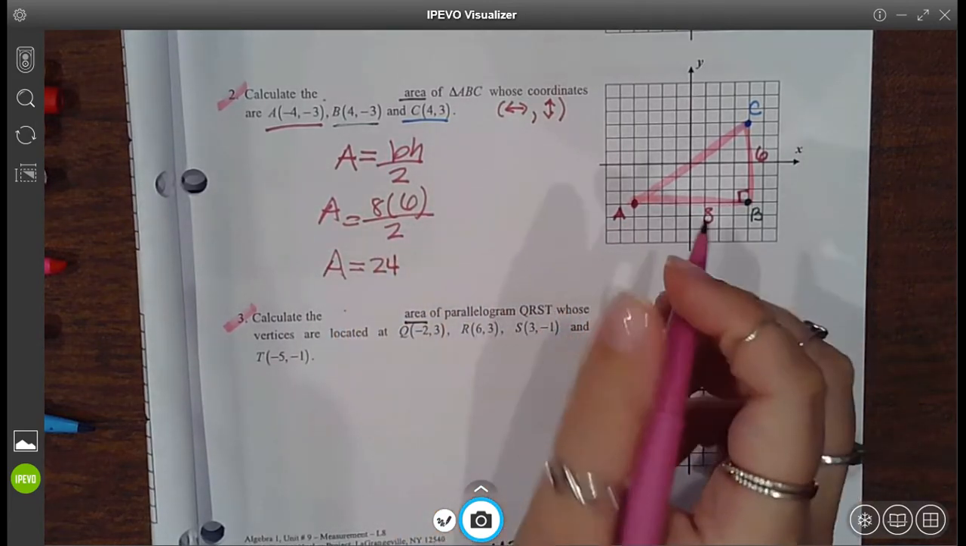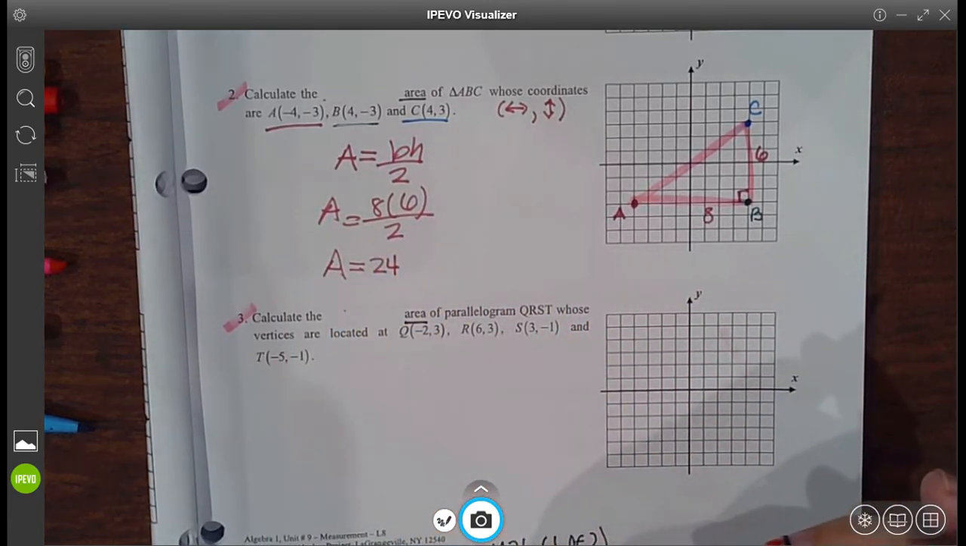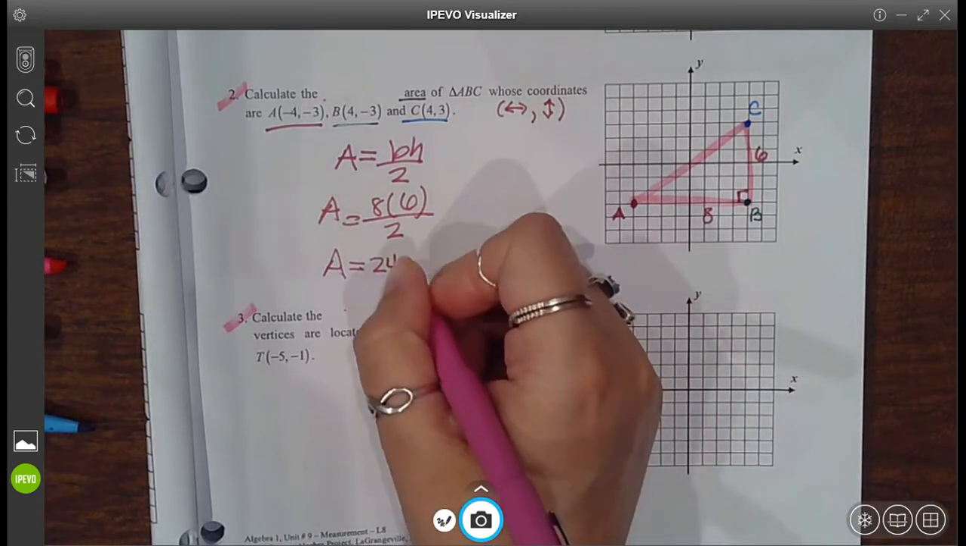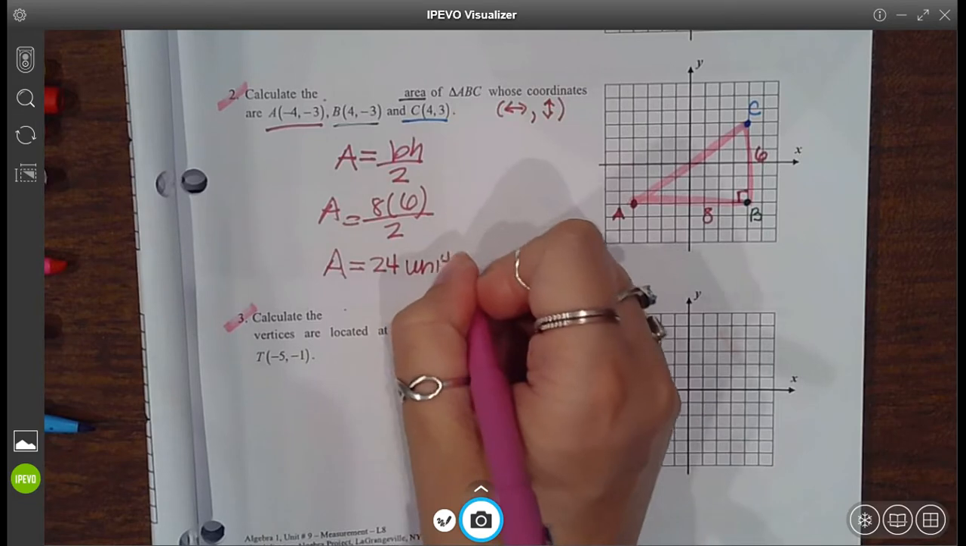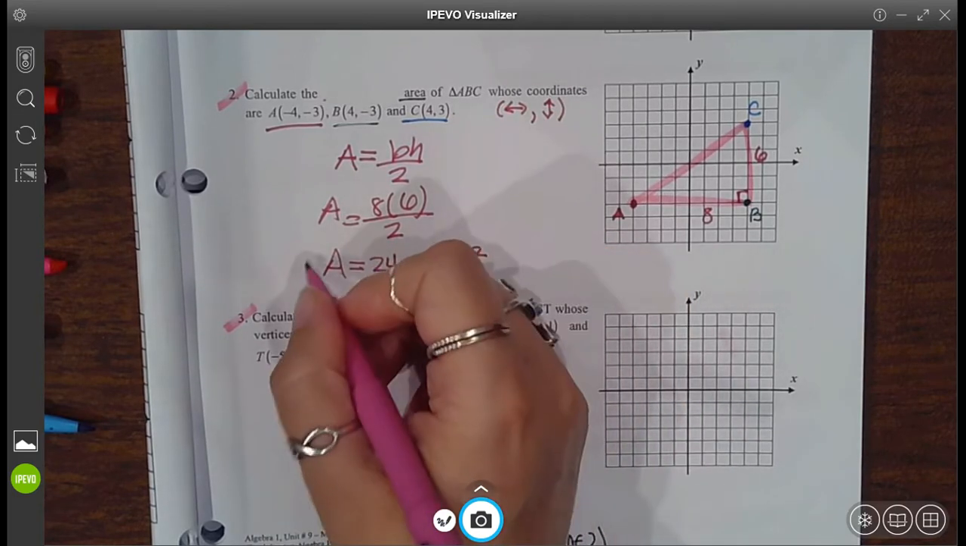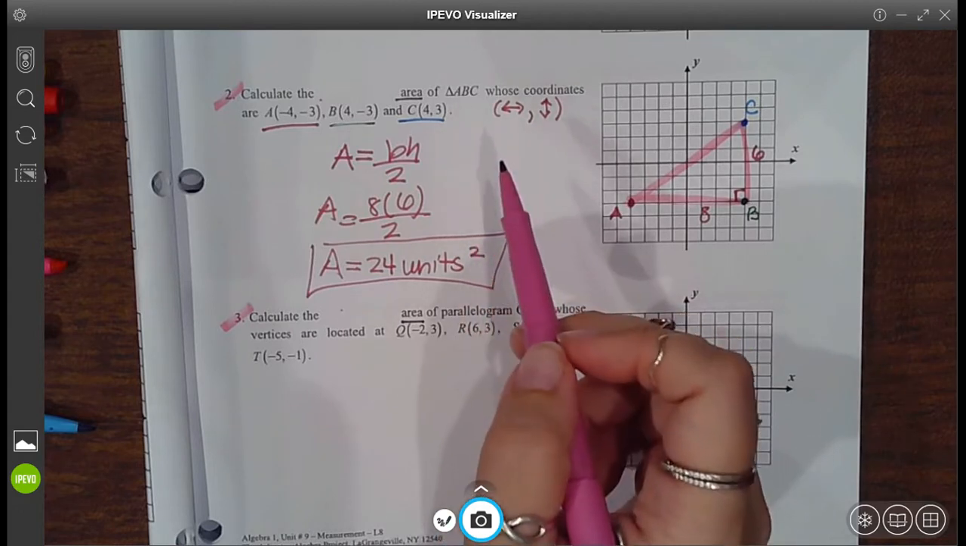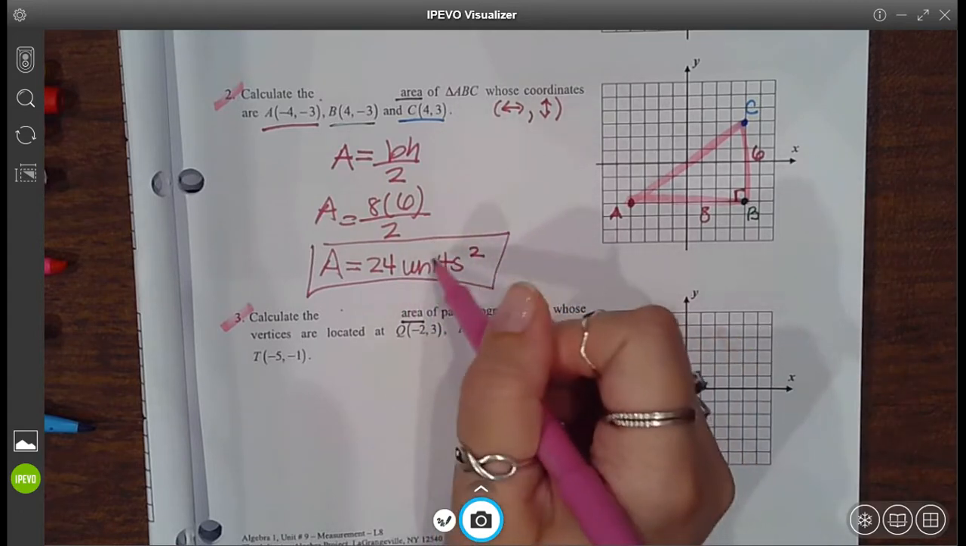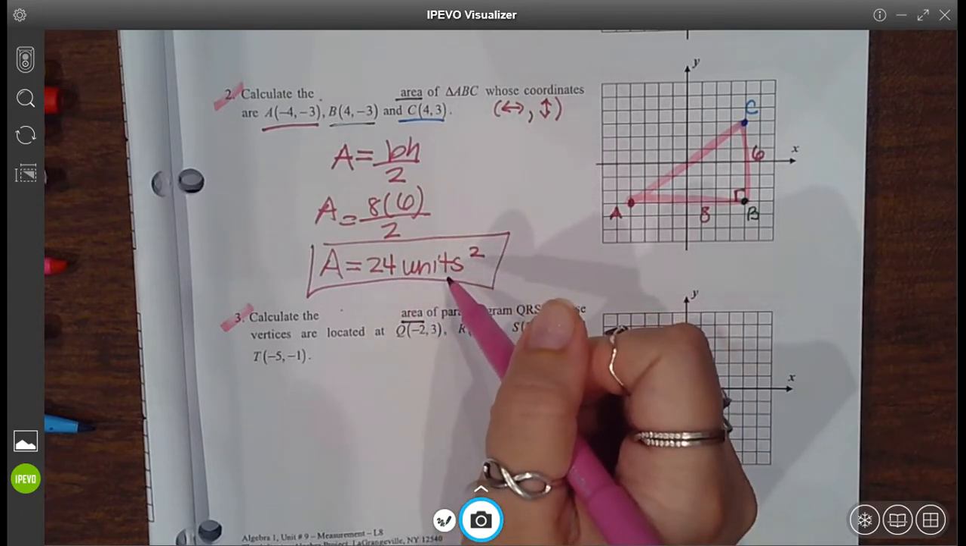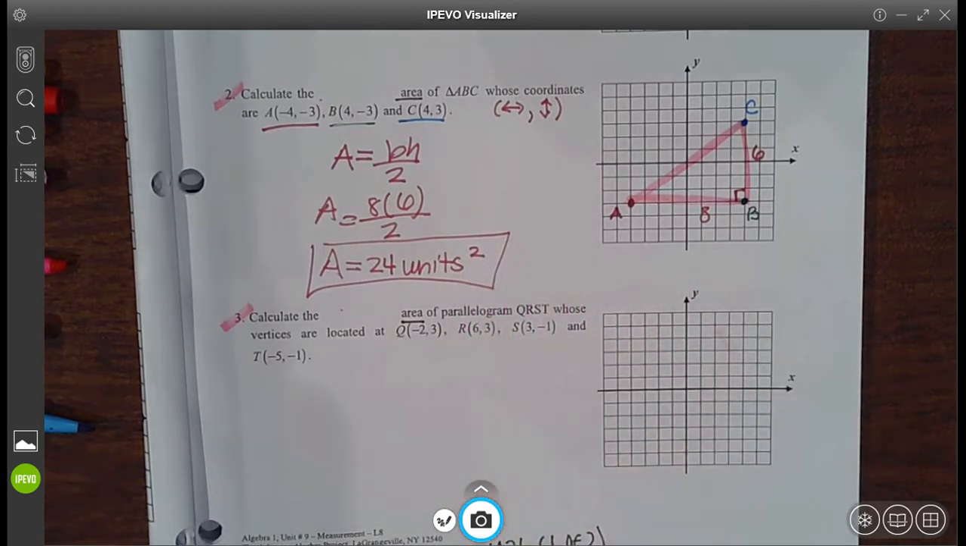And they didn't tell me what units it is, so I'm going to say units squared. Again, if they don't tell you it was inches, centimeters, or feet, just use the actual word units. And if it was perimeter, we'd just say units. If it's area, we'd say units squared. All right, let's go ahead and take a look at my next one.